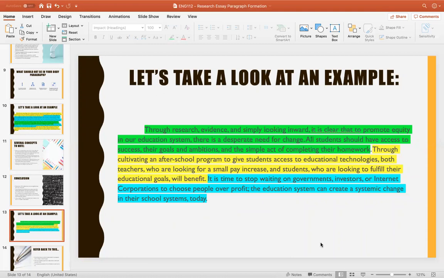Through cultivating an after-school program to give students access to educational technologies, both teachers who are looking for a small pay increase and students who are looking to fulfill their educational goals will benefit. It is time to stop waiting on governments, investors, or internet corporations to choose people over profit. The education system can create a systemic change in their school systems today. And again, guys, what I want you to see, I hit the main key points. I restated my thesis, and then I gave this really clear call to action.